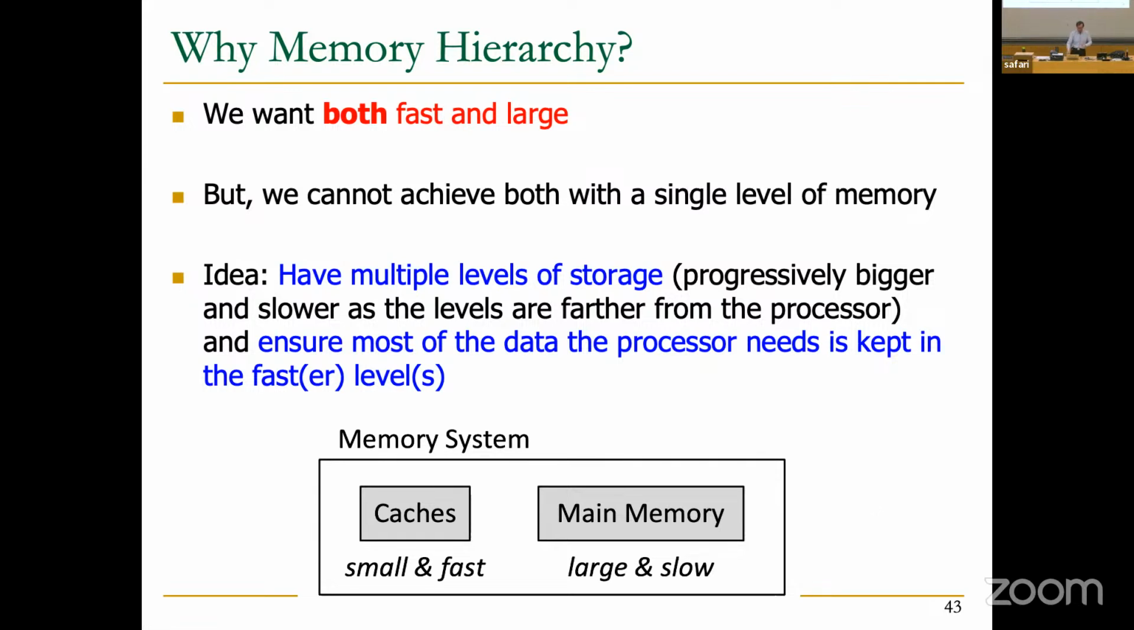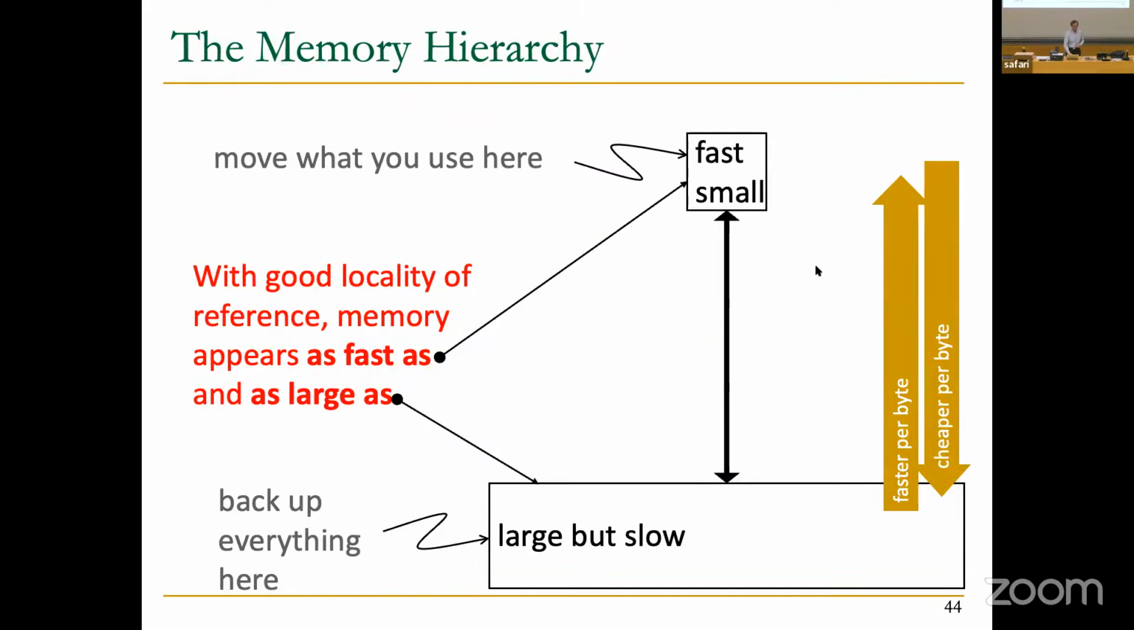And then you can put energy over here also, right? So basically, it looks like this. You have some fast and small memory, and then you have large but slow memory as well. And whenever you use something, you move it from the large but slow memory, because everything is initially stored over there. You back up everything here also. Move what you use over here. And if you have good locality of reference, hopefully memory appears as fast as this one and as large as this one. You get the benefit of both worlds. But of course, this requires some management and also a good locality of reference.